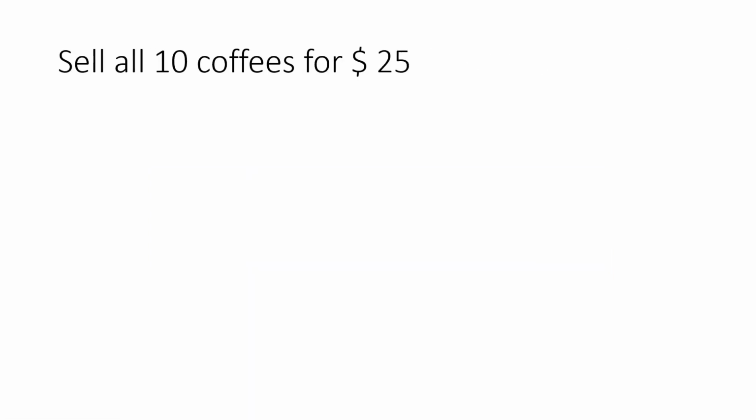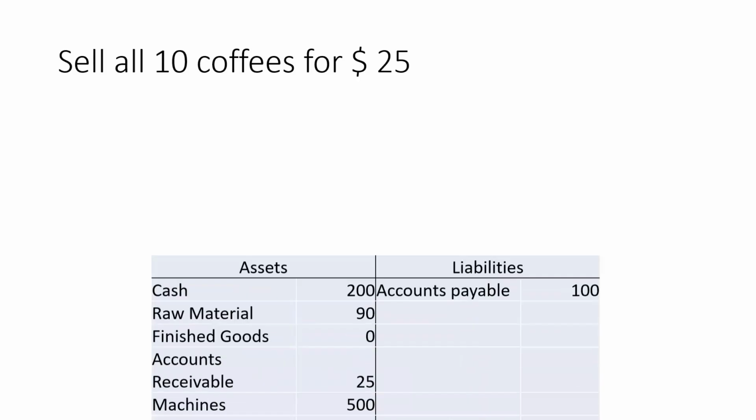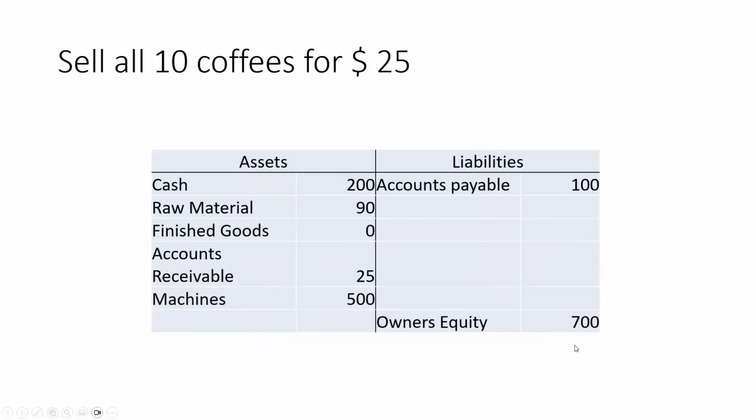Now let's sell these 10 coffees for $25. So now what happens is, we sold it for, let's assume, on credit. So we sold off all the $10 worth of finished goods and converted it to accounts receivable because we sold it on credit. So this is something that will come back to us when they pay either in cash or something else. So accounts receivable have increased to 25.